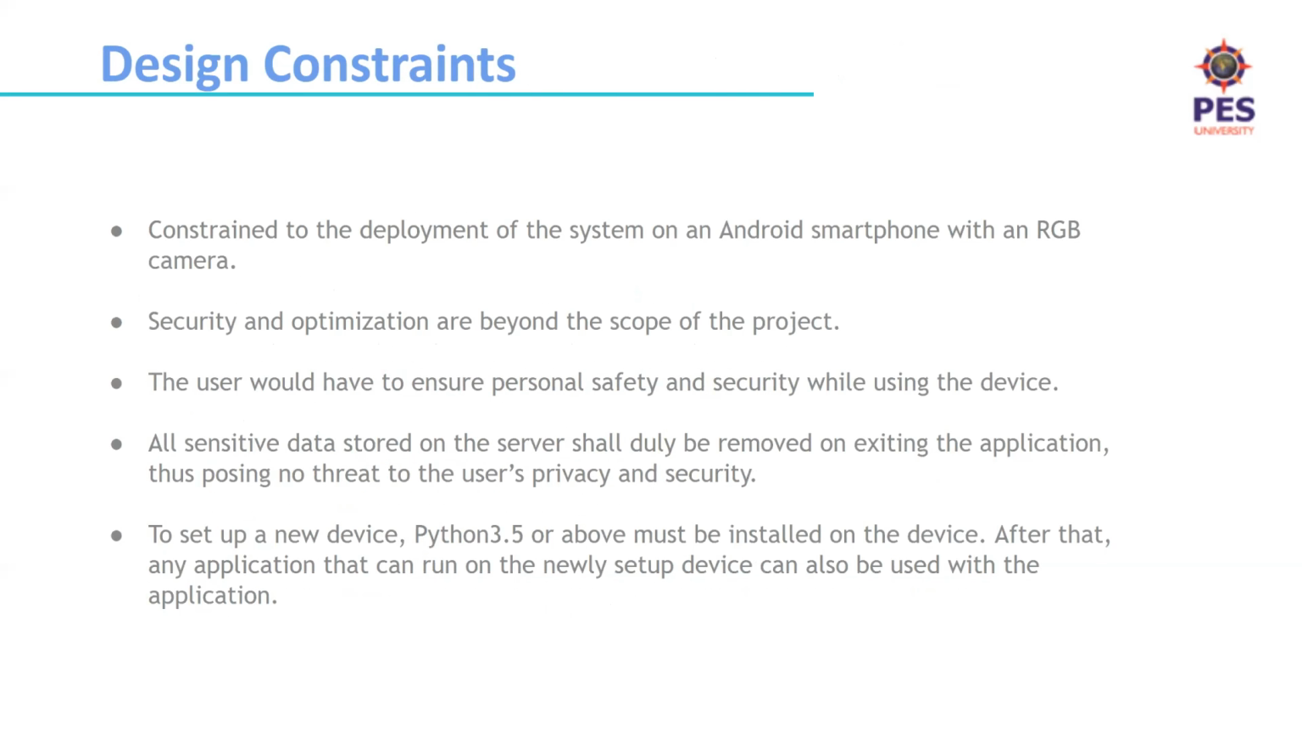Moving on to the design constraints of our project. The project is mainly constrained to be deployed on an Android smartphone with an RGB camera. For proof of concept purposes, the application will be limited to a browser running on a remote personal computer, but it could be ported to any interface. And security and optimization are beyond the project scope, and the user would need to ensure his personal safety and security while using the AR application.